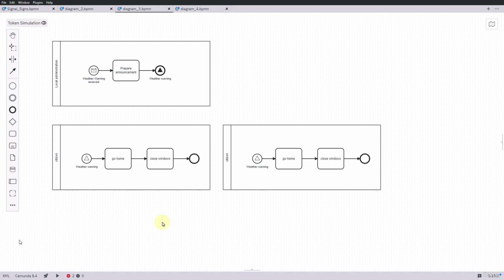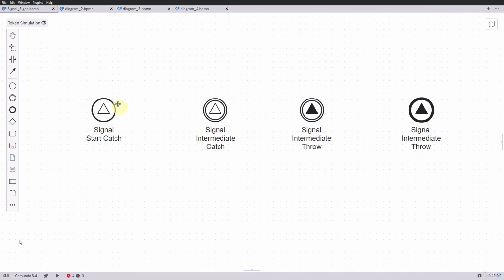Let's take a brief look at the signal types. The start signal event works similar to the start message event, but it starts a process by a received signal sent by another process or an external source. The intermediate signal event can either send or receive a signal. As a sending event, it acts as a broadcast that can be received by any process that is set to receive it. As a receiving event, it reacts to the received signal.